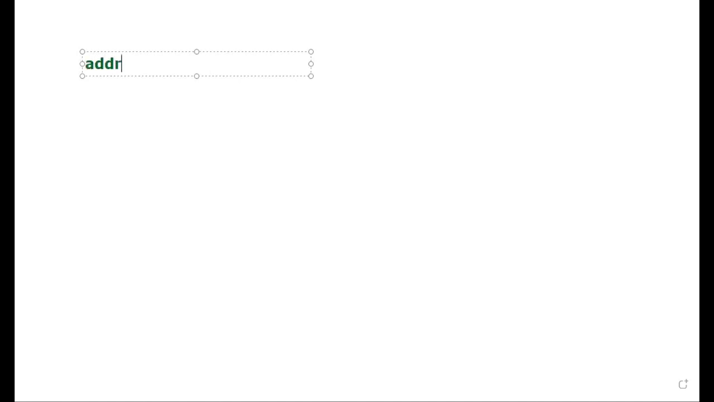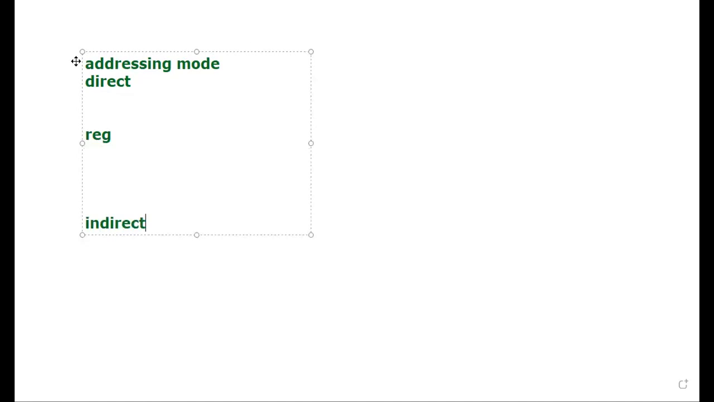Okay, so addressing mode first I will tell you, that is also in the first chapter. Okay, it is nothing but the way the data is accepted by the instruction. The data is specified in the instruction, right? From where are you going to take the data? So that is nothing but addressing mode. So there are 5 addressing modes: direct addressing mode, register addressing mode, register indirect addressing mode, immediate addressing mode, and then you have the implicit addressing mode.